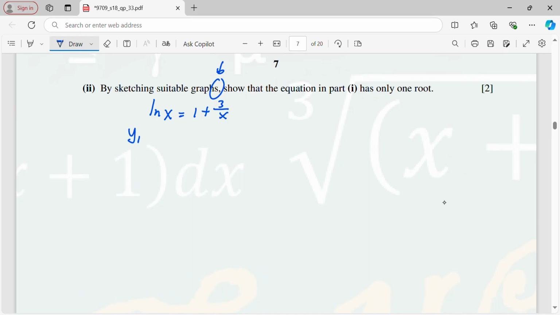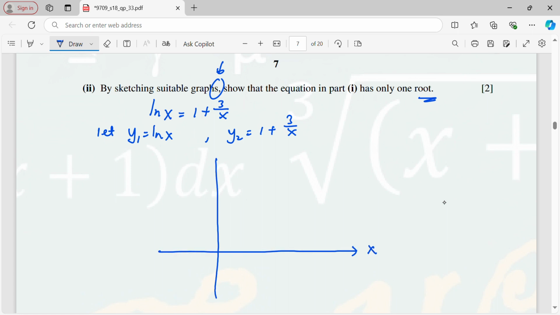So I will let y1 equals ln x, and then y2 equals 1 plus 3 over x. So when I split the equation into two equations, the root is the x values. So when y1 equals y2, that is the intersection point. So now I have to show that there is only one intersection point between these two graphs. So now, this is our ln x graph. Here is 1. Okay, y equals ln x.